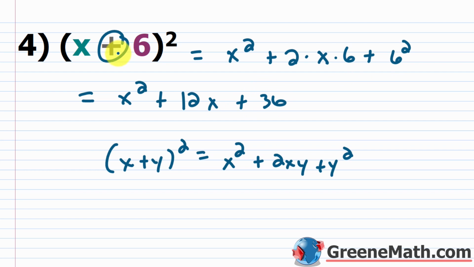Again, you can always expand this and use FOIL. So you could say this is the quantity x plus 6 times the quantity x plus 6. You're going to get the same answer either way. So you'll get x squared plus 12x plus 36.